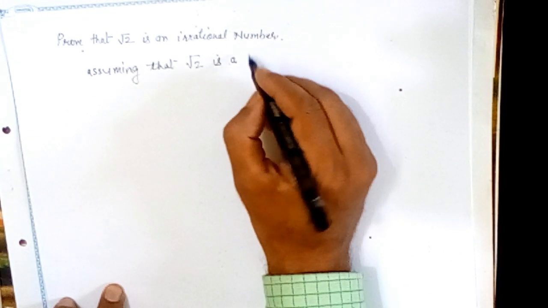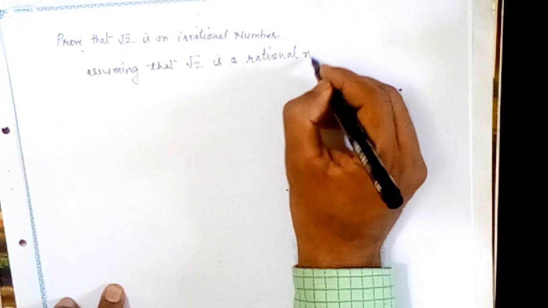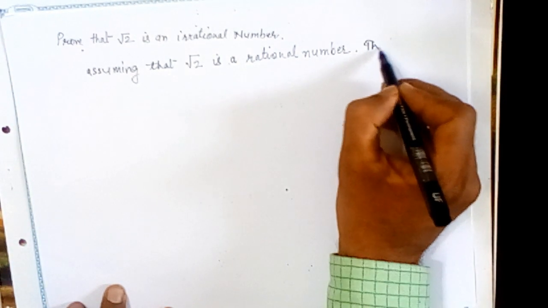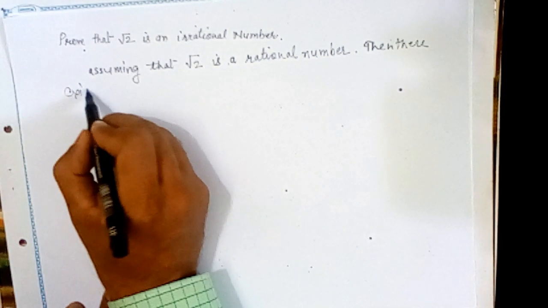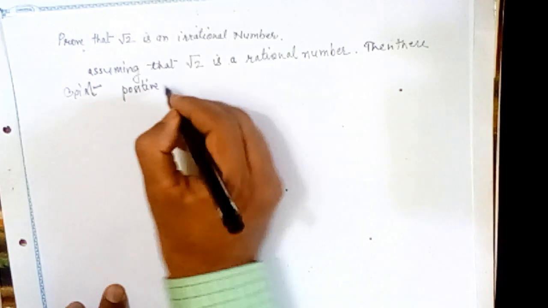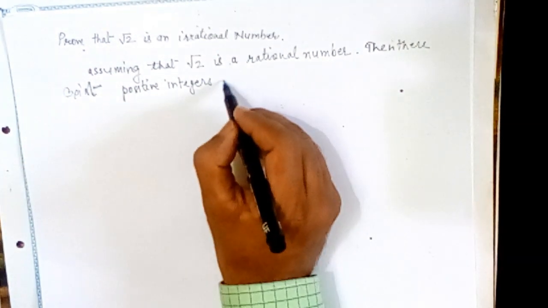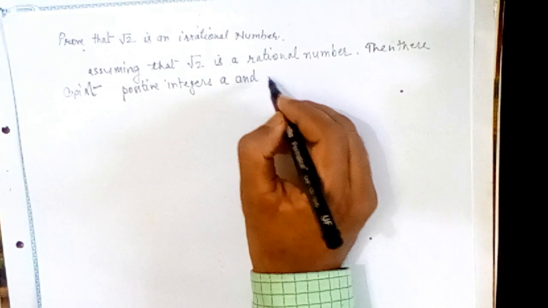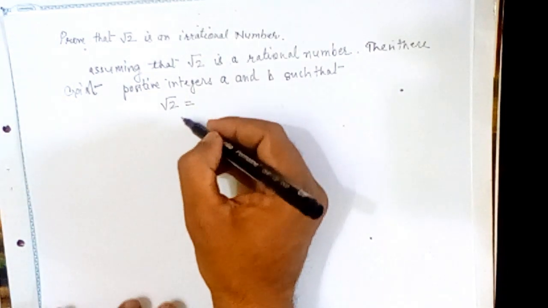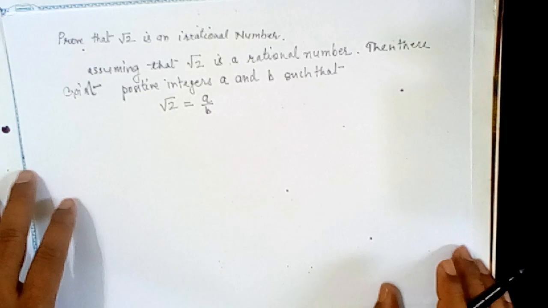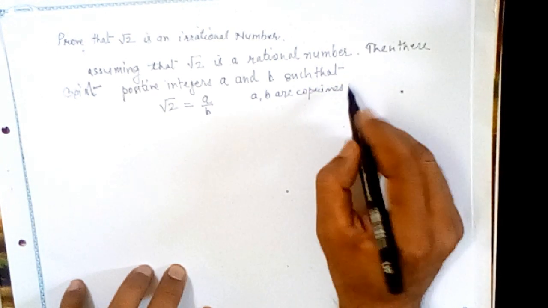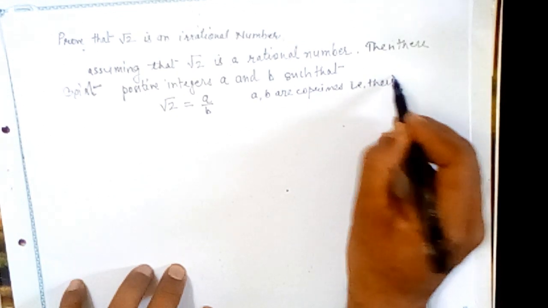We will prove this by contradiction. Then we can say there exist positive integers a and b such that root 2 is equal to a upon b, where a and b are co-primes, that is their HCF is 1.